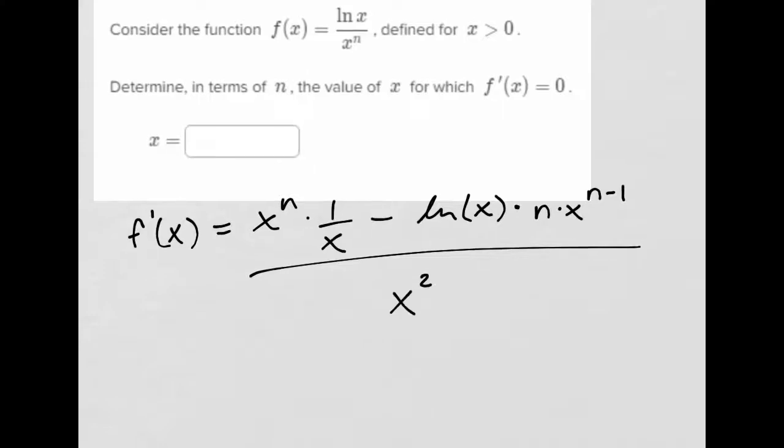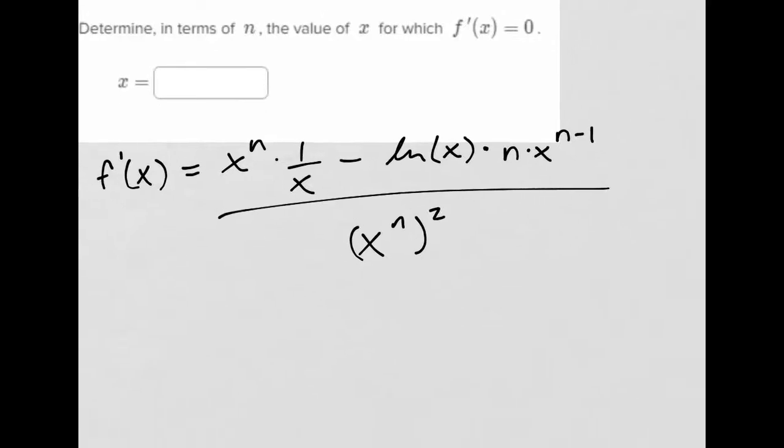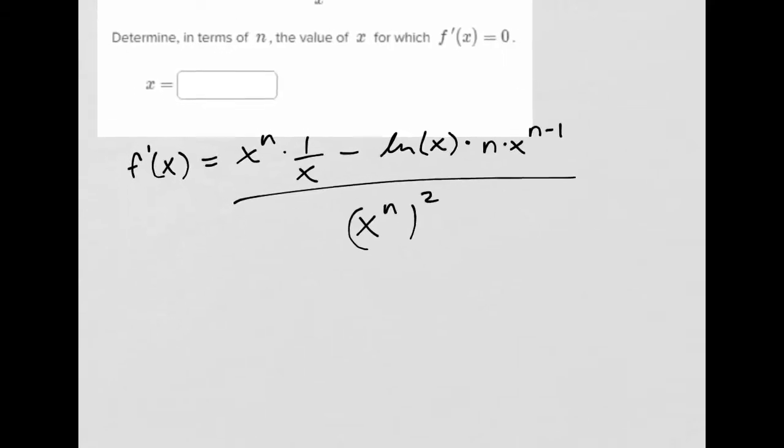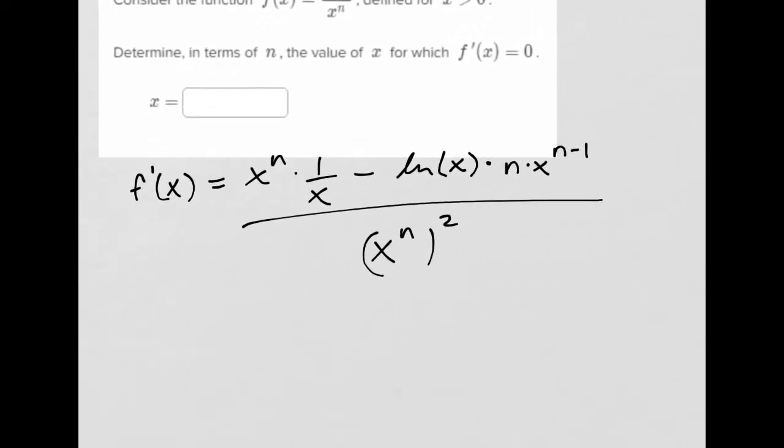So we have x to the n quantity squared. That's the same thing as x to the 2n, right? Because if you have a power of powers, you multiply the exponents. Anyway, that doesn't matter. We're going to simplify and set it equal to 0.